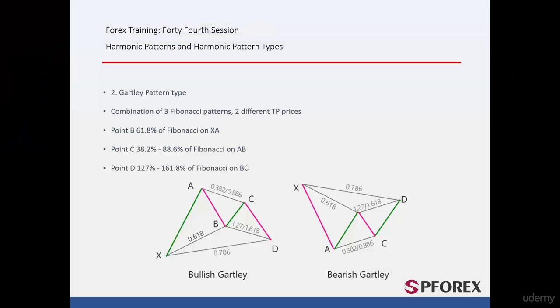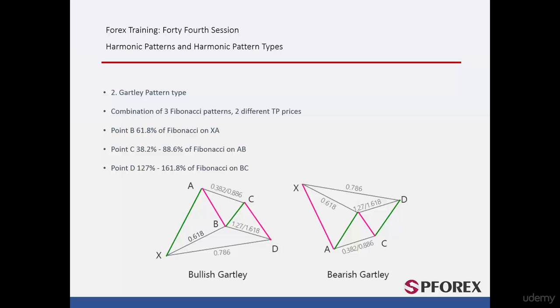Another harmonic pattern is called Gartley. It consists of 3 different Fibonacci patterns with 2 various TP prices. Both bullish and bearish types have the same procedure and relations. However, the trend on a bullish type will continue its upward trend, as on a bearish mode it will decline after certain fluctuations.